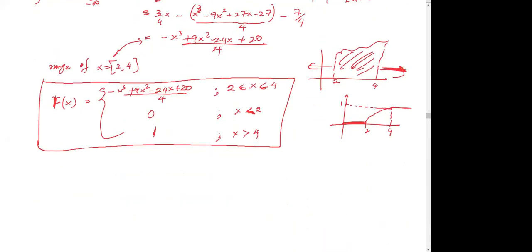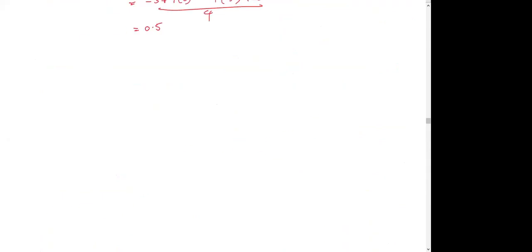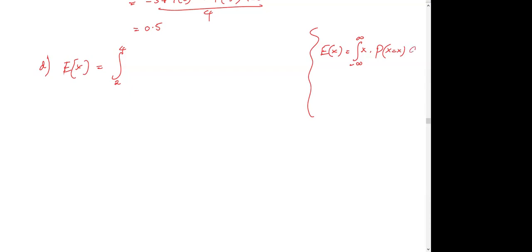So what is D? Expected value of x. What is expected value of x? How do we find that? You have to integrate from 2 to 4. I'll write the general term. Expected value of x, you can find from negative infinity to positive infinity, x times the probability function, dx. So x times your function, dx.